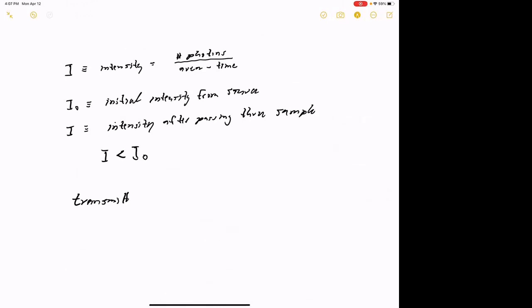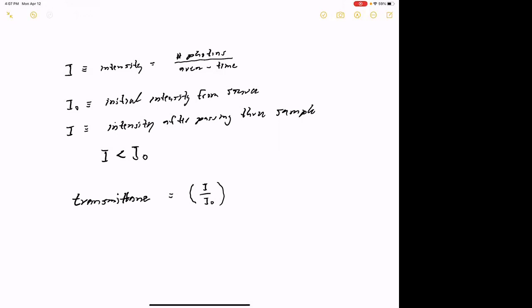So the first term we start with is something called transmittance. Pardon my handwriting there. Transmittance. And what transmittance is, is the ratio of I to I naught. Okay, so if I is equal to I naught, that means the transmittance is 1, which means that 100% of the light's getting through.